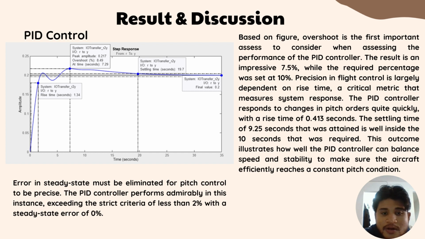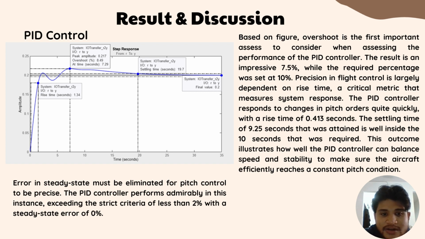PID control. Based on the figure, overshoot is the first important aspect to consider when assessing the performance of the PID control. The result is an impressive 7.5%, while the required percentage was set at 10%. Precision in flight control is largely dependent on rise time, a critical metric that measures system response.